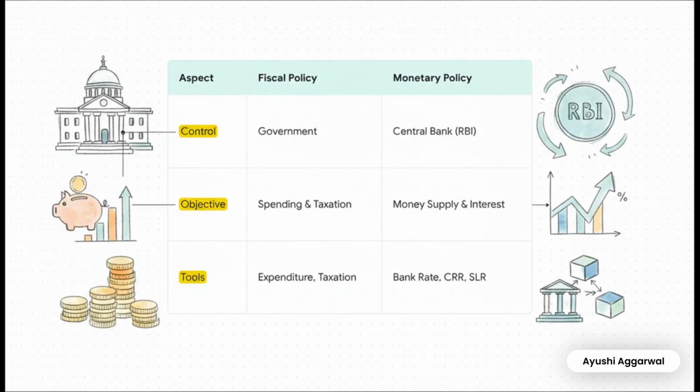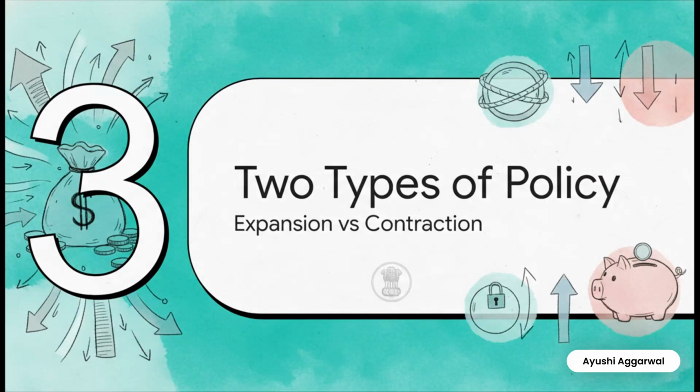This table really lays it all out perfectly, doesn't it? Okay, so we've covered control, that's government versus the RBI. Now let's look at the objective. Fiscal policy tries to influence the economy using things like government spending and taxes. Monetary policy, though, it uses the money supply and interest rates to do its job. And of course, their tools are totally different. Fiscal policy's tools are public expenditure and taxation. Monetary policy uses things like the bank rate, CRR, and SLR, which, by the way, we're going to dive into next.